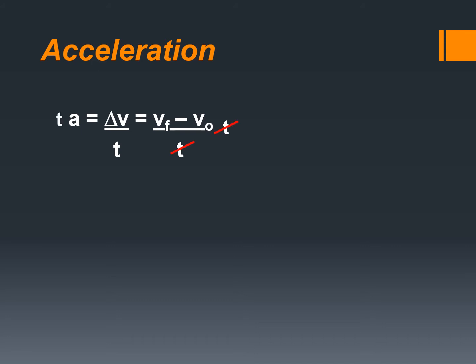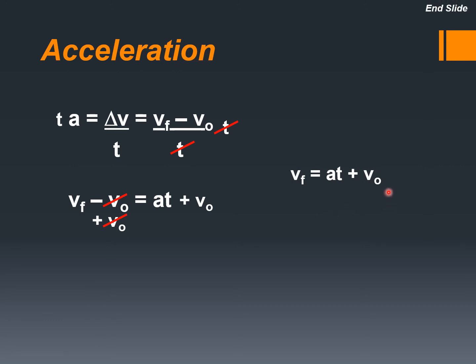That cancels time on the right side, and that leaves us with final velocity minus initial velocity equals acceleration times time. Then we add initial velocity to both sides. We get final velocity is going to be equal to acceleration times time plus the initial velocity. Now this equation right here looks a lot like a linear function, and in the labs that we did, we got a linear graph on the velocity versus time graph because acceleration was constant, which means the slope was constant. And this looks a lot like a y equals mx plus b format.